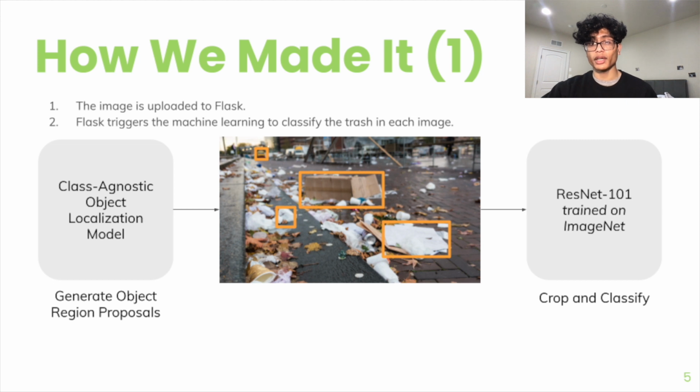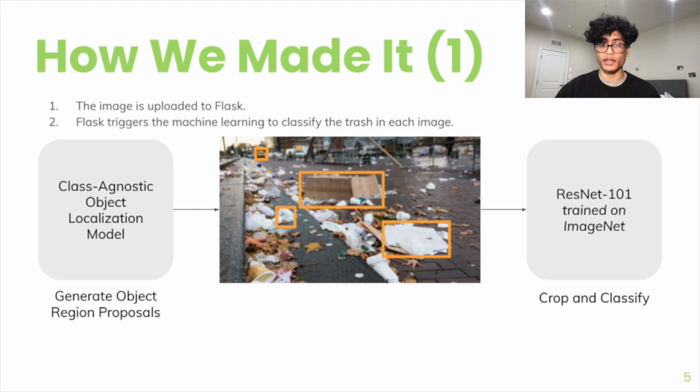Now we'll talk a bit about how it works internally. When a user submits an image, it is uploaded to our Flask server, which triggers the machine learning that classifies the trash in each image. Because we had a difficult time finding a complete and well-balanced dataset for locating the garbage, we decided to adapt an existing network, a ResNet 101 classifier pre-trained on the ImageNet dataset that runs on PyTorch, to work with a model that generated bounding boxes for generic objects.